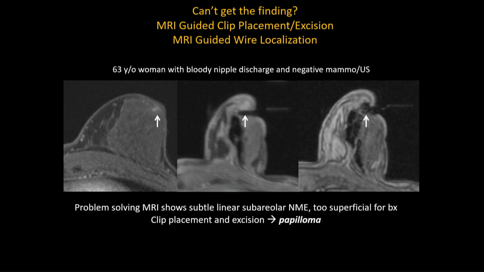So now you've tried everything you can, but you still can't get the finding. But some findings are suspicious and need to be sampled. This is a 63-year-old woman with bloody nipple discharge and a negative mammogram and ultrasound. A problem-solving MRI was done, and you can see that there's subtle linear subareolar NME.